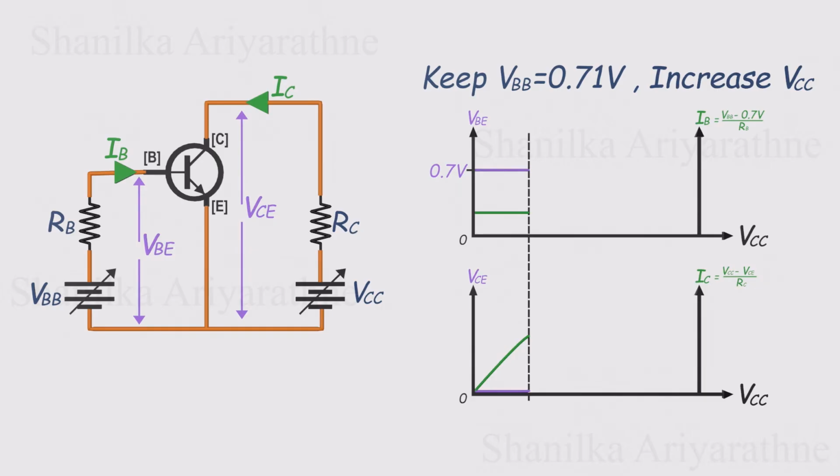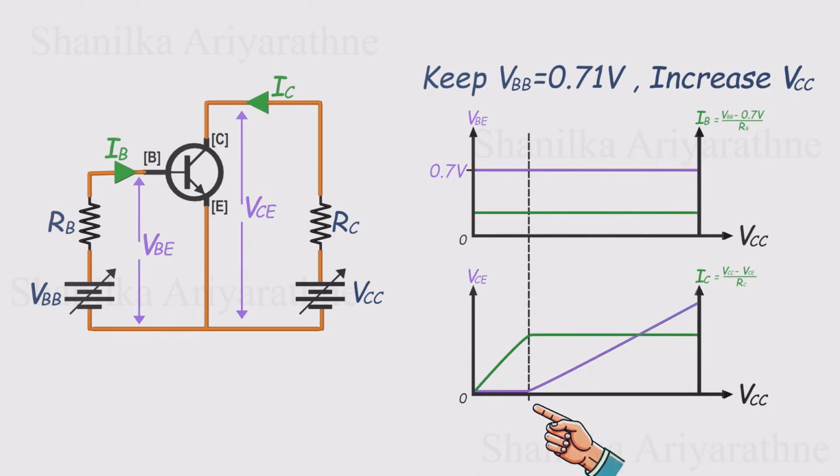At first, everything behaves as expected. Because VBB is fixed, both VBE and IB stay constant. With VBE at 0.7 volts, the transistor switches on and behaves like a closed switch. As we begin increasing VCC, the collector emitter voltage, VCE, drops close to zero, and the collector current, IC, rises, just like we'd expect. But as we keep raising VCC, something interesting happens.